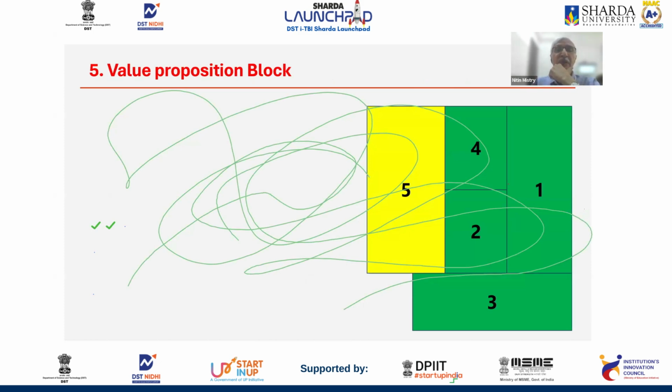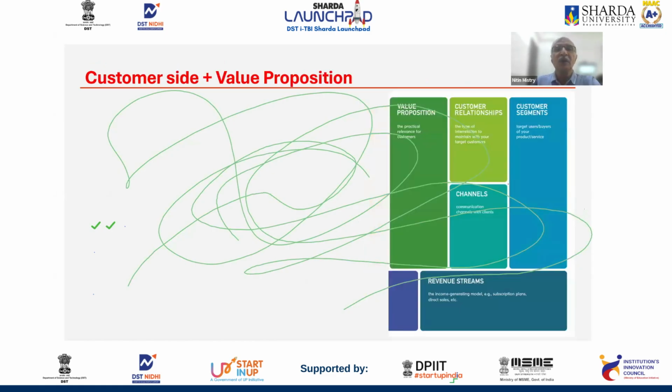Value proposition block. We put it here. This is how it is. So now we put it like this. Customer segments, revenue streams, customer relationship, channels, value proposition. So this is how the right side happens, right?